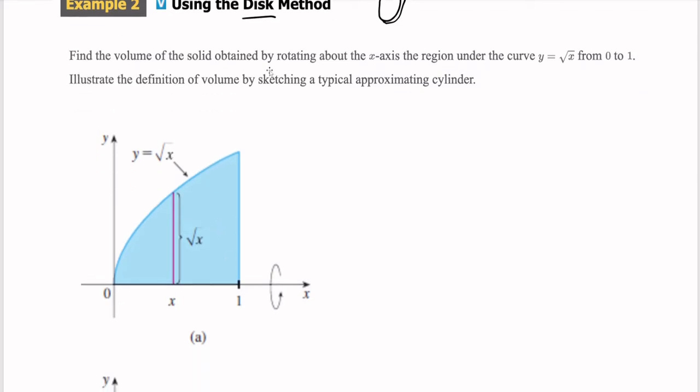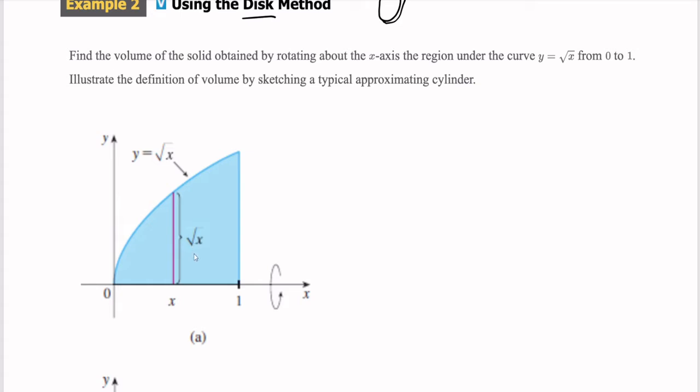Find the volume of the solid obtained by rotating about the x-axis the region under this curve. So, here's a picture. We've got this curve, and we want to rotate it about the x-axis. This is telling me to spin around the x-axis. And I want the region under this curve, so that's why this is blue here. So I'm going to take this chunk.